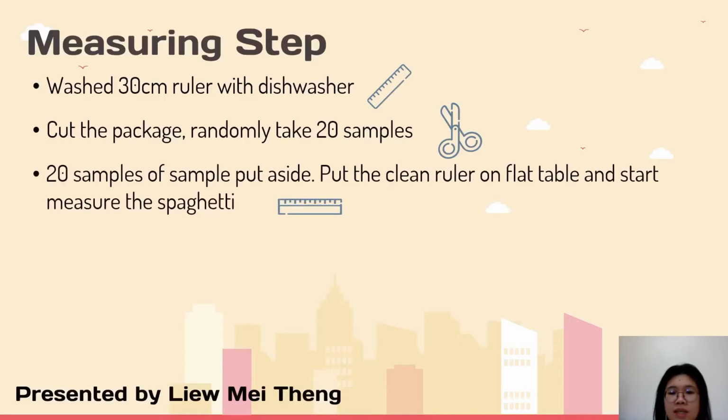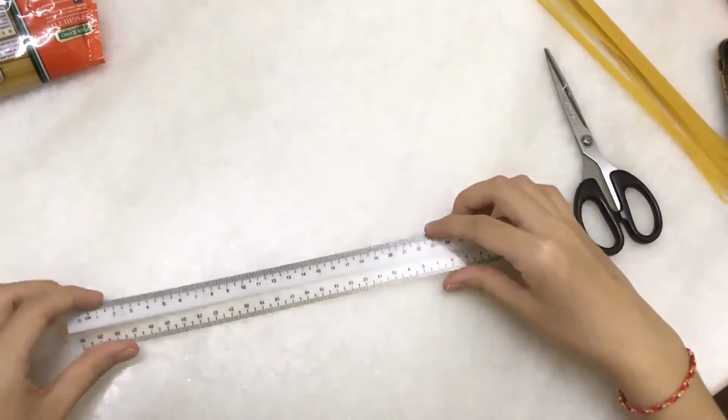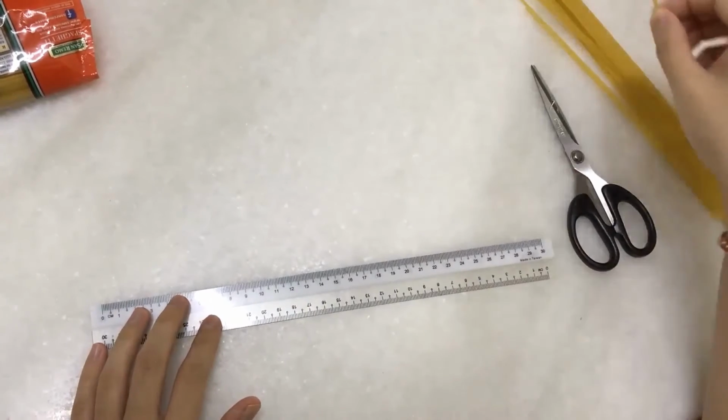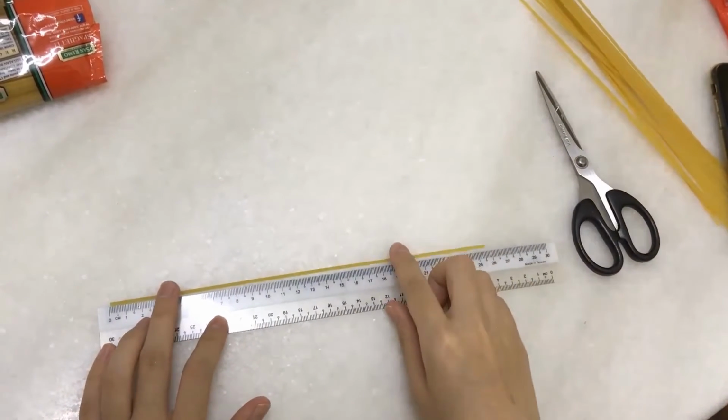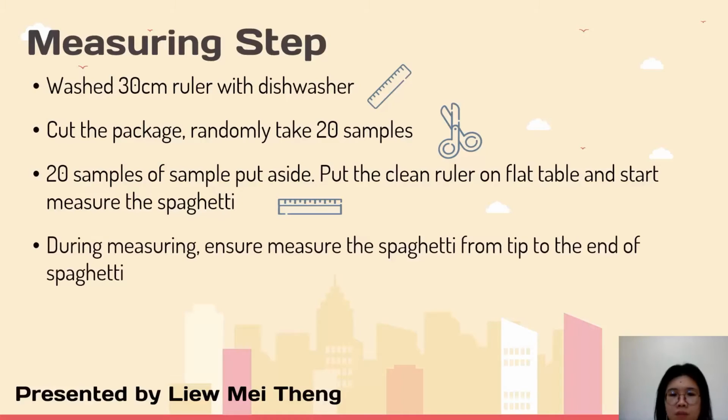Then, put aside the 20 samples. Put a clean ruler on the flat table and start to measure the sample's length. When measuring, we measure the length from the tip to the end of the sample and record the reading. And this step was repeated for all the 20 samples.